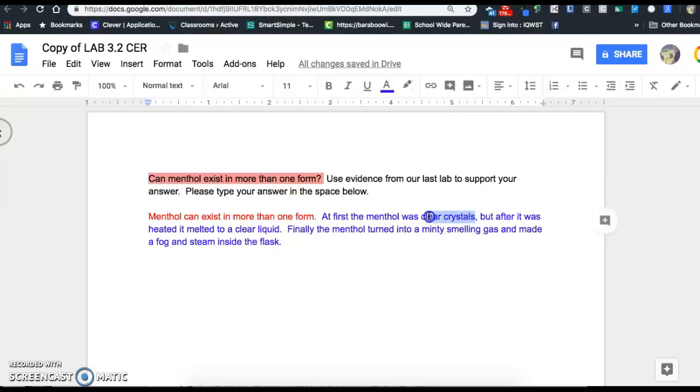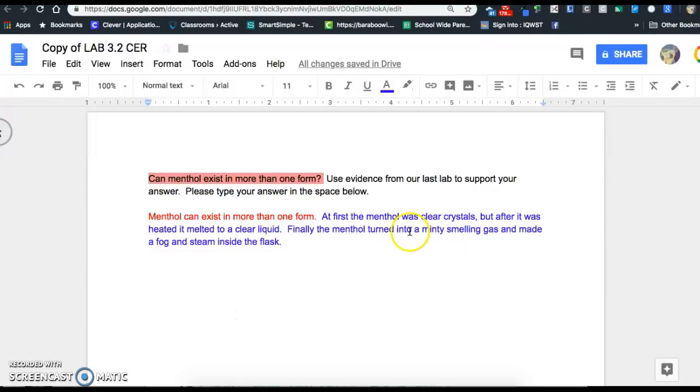I saw it as clear crystals, I saw it as a clear liquid, and I saw it as a minty smelling gas and fog and steam inside the flask. So those are the forms that I saw it in.